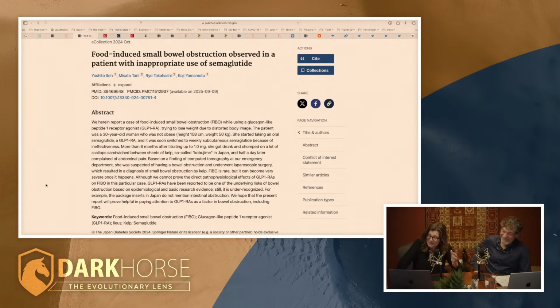I read that really badly, but in this scientific abstract, we have, once again, she got drunk and chomped on a lot of scallops sandwiched between sheets of kelp. If you look at the names of the authors and you see that this is written in English, I think what we have here is a translation issue. This is presumably a Japanese patient, and the research is being done in Japan by Japanese authors, and they are writing in English, and somehow she got drunk and chomped on a lot of scallops. That got through the translation into the scientific abstract. You can imagine one of the authors says, I think the word is chomped. Yep, it means eaten.